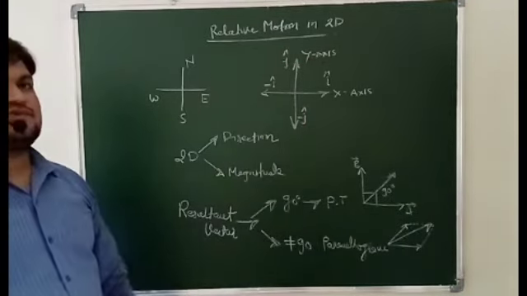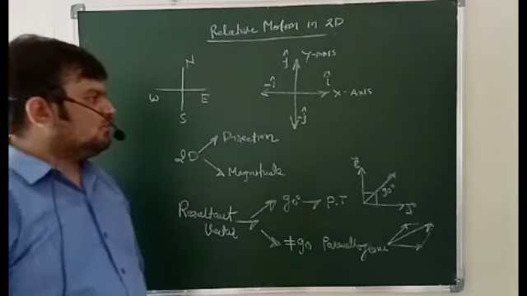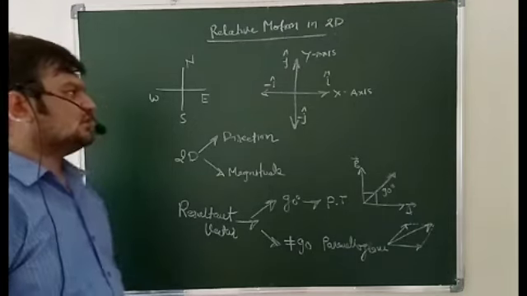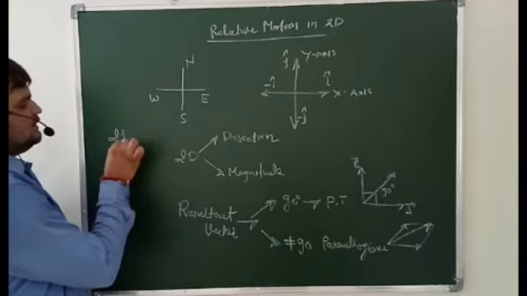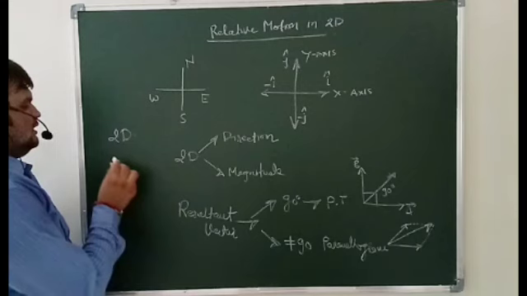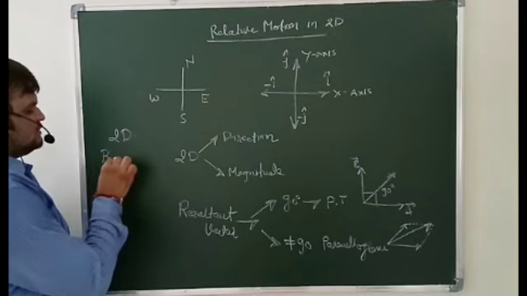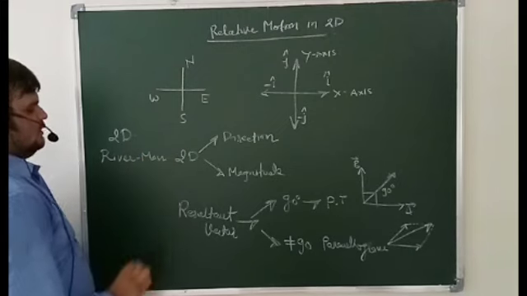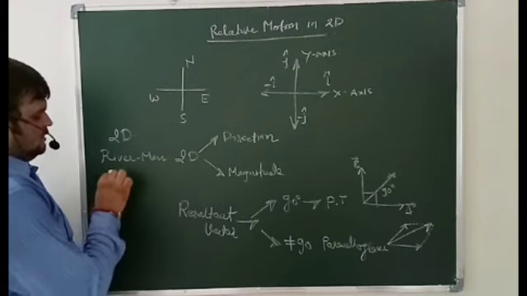So this is two-dimensional relative motion, and the various kinds of two-dimensional relative motion problems are river-man problems, then rain-man problems.